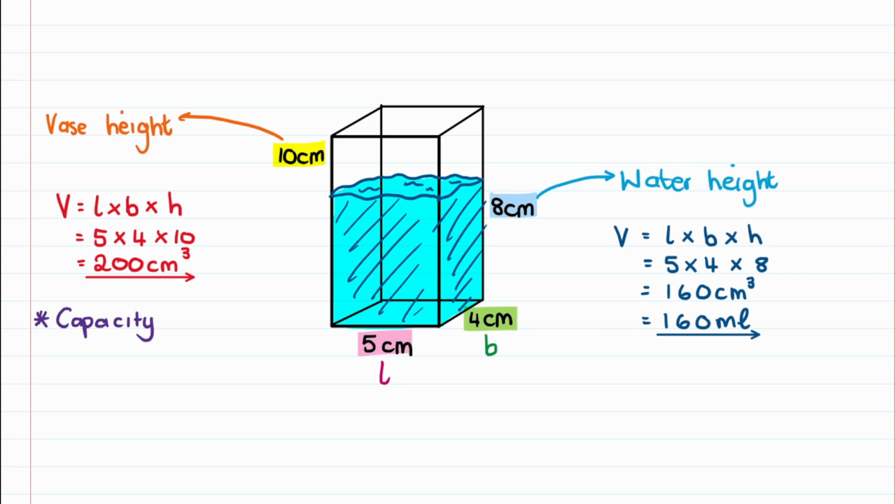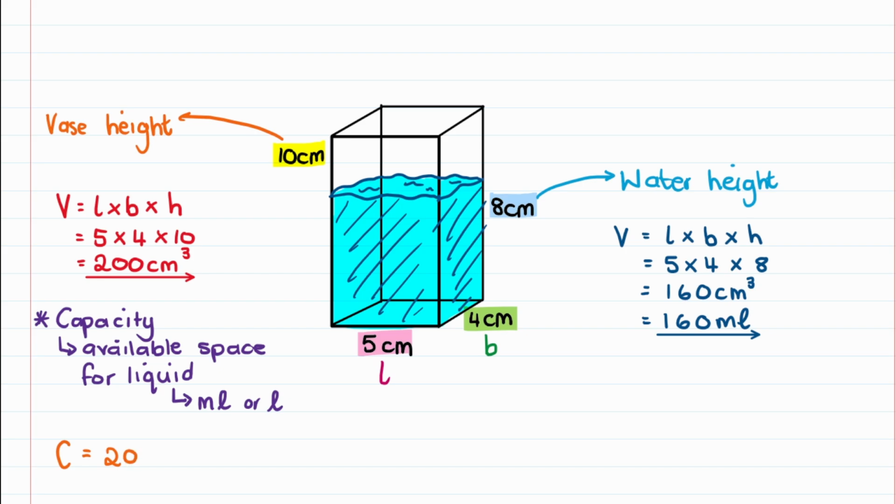Well, capacity refers to the amount of liquid or space found inside of a hollow object. This is also measured in milliliters and liters since it's referring to the total amount of liquid that the container can hold. Since the vase from our example is 200 centimeters cubed and liquid is measured in milliliters, we would need to convert this to say that the capacity of the vase is then 200 milliliters. Any more than that and the container would overflow.